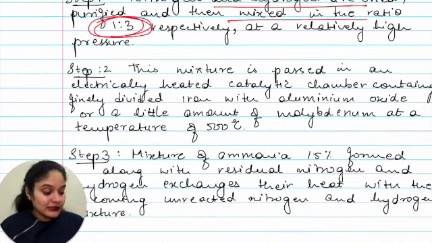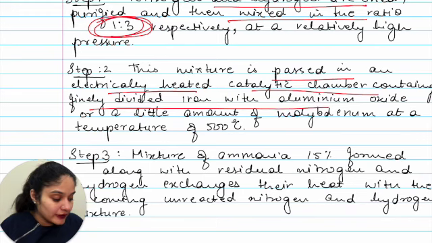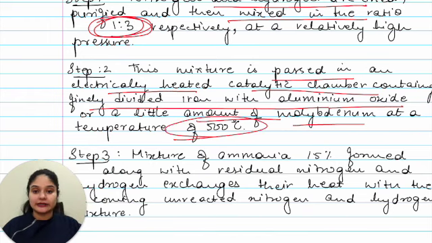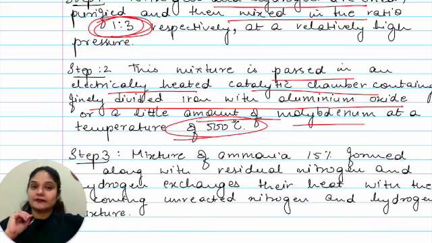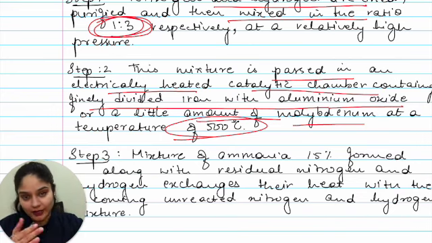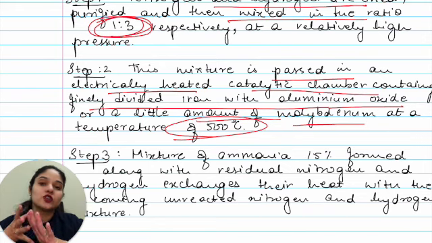Step 2. This mixture is passed in an electrically heated catalytic chamber containing finely divided iron with aluminium oxide or a little amount of molybdenum at a temperature of 500 degrees Celsius. This is very simple things written. After entering into the apparatus, it eventually came in the catalytic chamber. Now what is the catalyst we are using? We are using finely divided iron. We are using molybdenum. We are using aluminium oxide, and all of these are at an average of about 500 degrees Celsius.